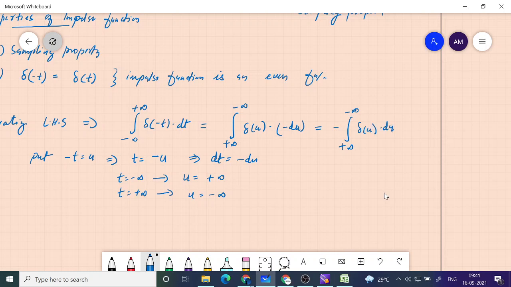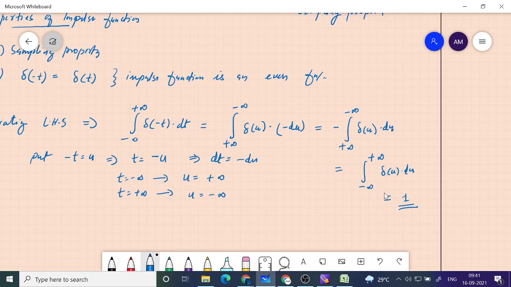But you know that the limits can be interchanged by absorbing this minus sign, so if you do, this will be equal to the integral from minus infinity to plus infinity of delta of u du, and u is just an integration variable, and if you do this integration, what are we going to get? You are going to get 1.